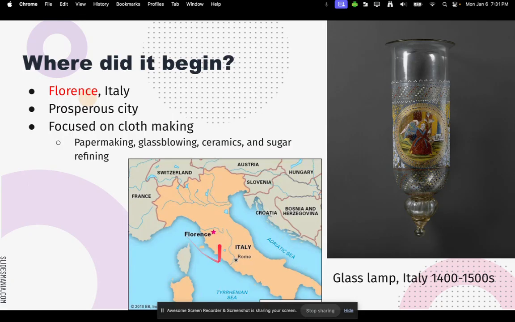It actually began at just one city and it spread from there. And that one city is Florence, Italy. So, you can see here on the map, it's kind of towards the upper part of Italy. It's not too far away from Rome.